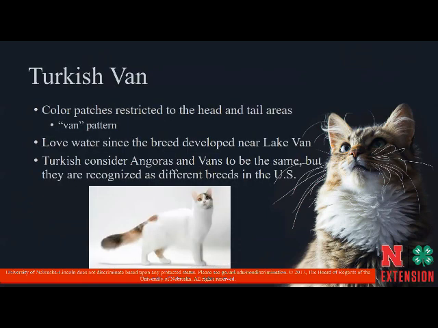The Turkish Van. I think this cat is really pretty. The Turkish Van has color patches restricted to the head and tail areas, what they call a van pattern. So as you can see on this cat, the color pattern is mostly on the tail and the head. They love water since the breed developed near Lake Van. Turks consider Angoras and Vans to be the same, but they are recognized as different breeds in the United States.